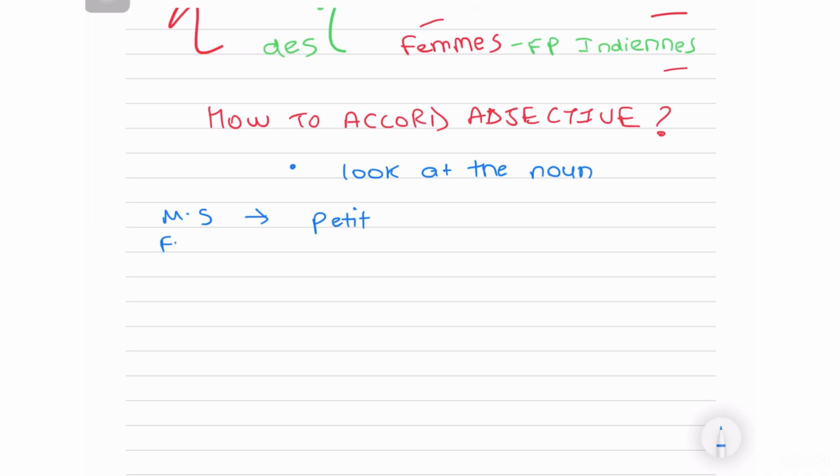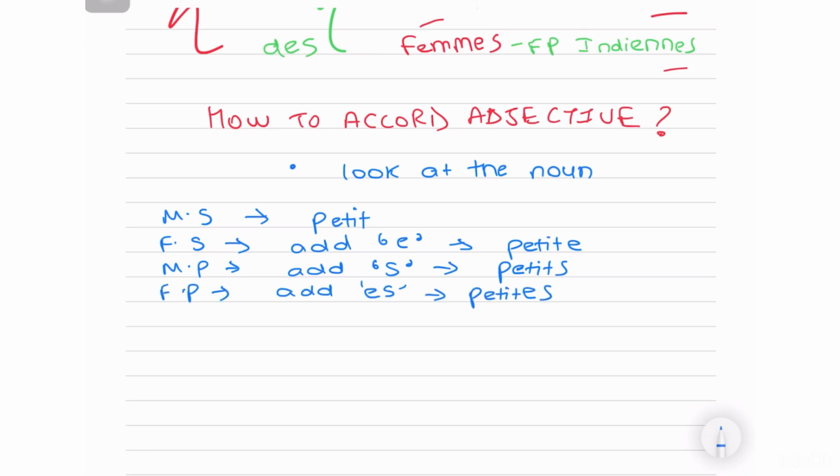If we talk about feminine singular, generally you will add an e to make it feminine. For masculine pluriel, you will add s. For feminine pluriel, you will add es. That is e for feminine, s for pluriel, so you get petite.